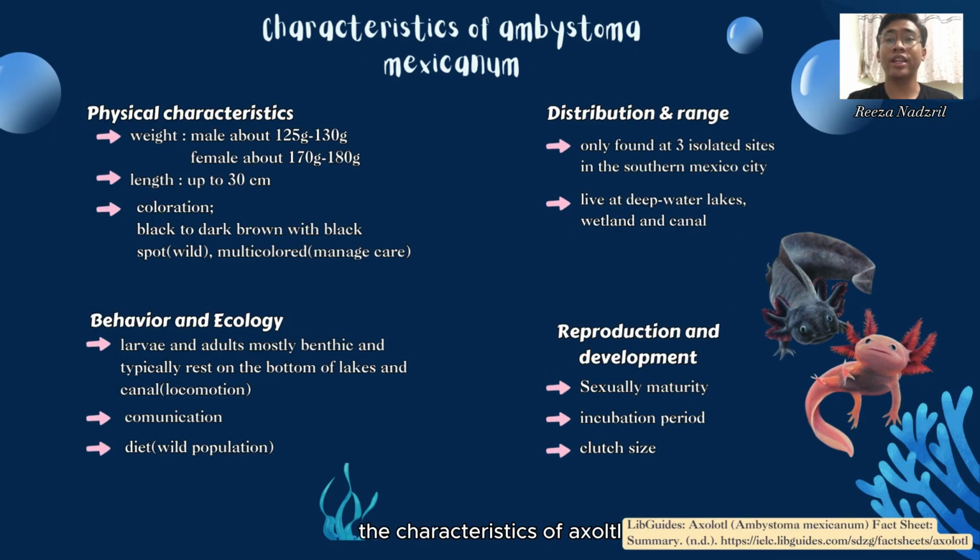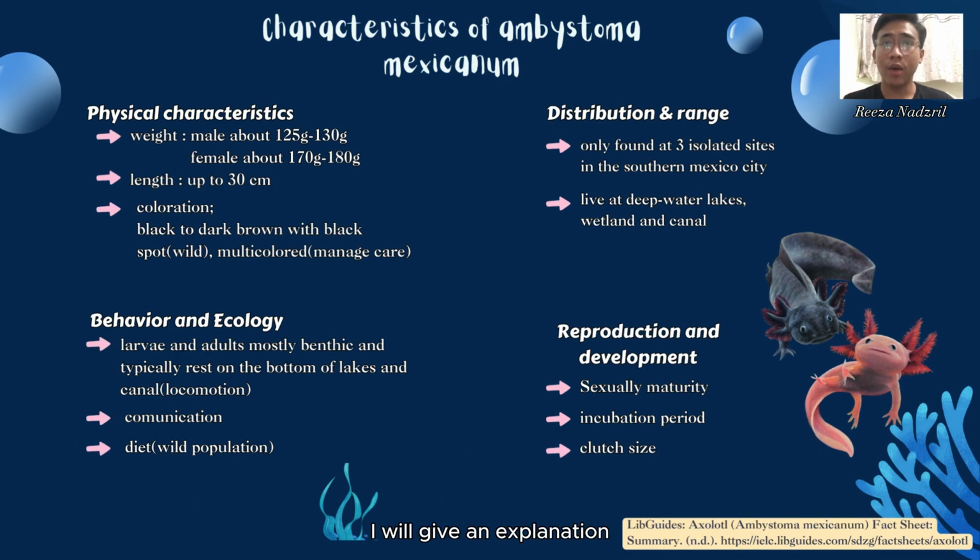The next point of the characteristics of Axolotl is behavior and ecology. For locomotion, larvae and adult Axolotl are mostly benthic and typically rest on the bottom of lakes or canals. Adult Axolotl usually walk, but also swim by undulating their body and tail with eel-like movement. For communication, they use chemical cues to detect sex and reproductive status of other Axolotl. For the diet, this is specific to wild Axolotl. Adults eat small fish and invertebrates, including insects and worms. Larvae eat zooplankton and worms.